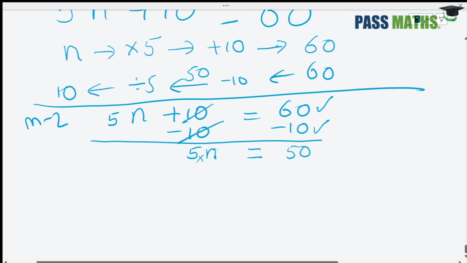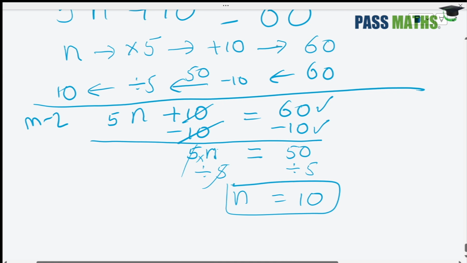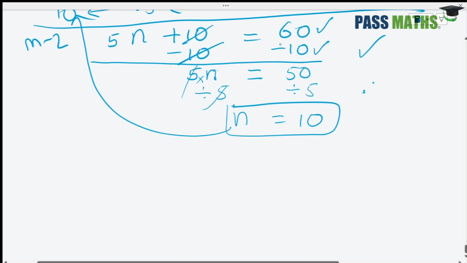5n means 5 times n. Opposite of times by 5 is divide by 5. So divide by 5 is 10 here. So 5 divided by 5 is 1, n will be 10. So the same answer comes, but this method is better than this one. Nothing wrong with this one. Next question here, guys.